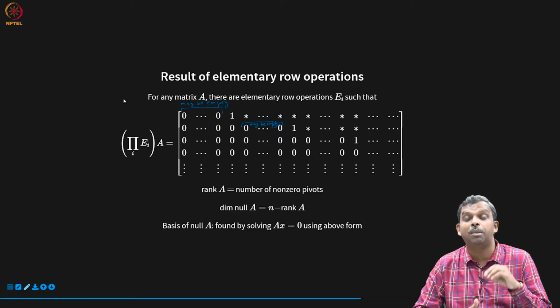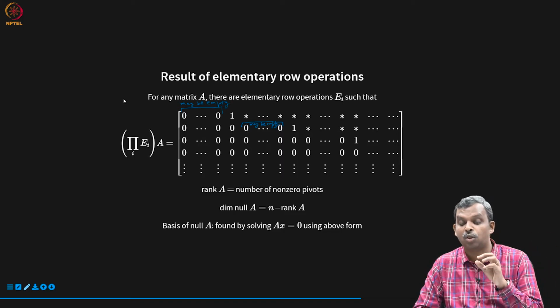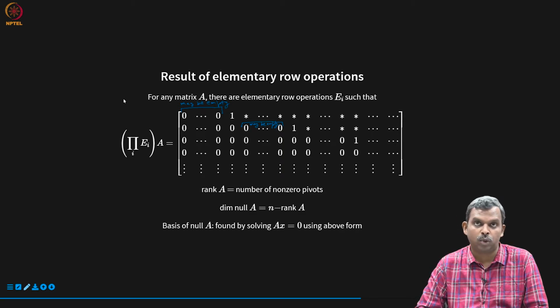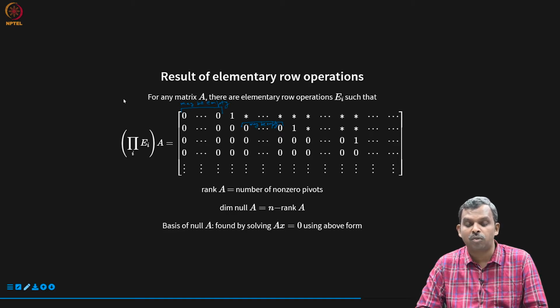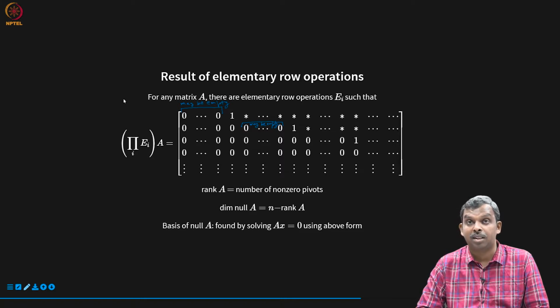Supposing you want to find a basis for the null of A, all you have to do is to solve Ax equals 0 using A in this form. After you do this transformation, you can solve for Ax equals 0. Solving Ax equals 0 also has a very simple procedure, and I will describe that in the next few slides. But even before that, I want to emphasize that when you are solving linear equations Ax equals b, you can do elementary row operations and reduce any general matrix to a matrix of this form.